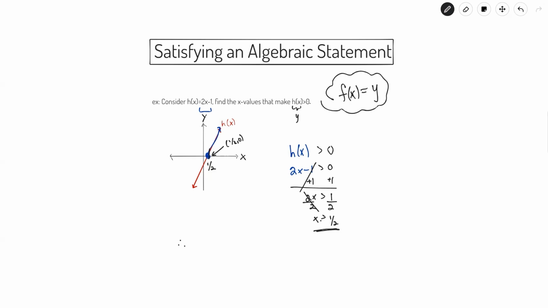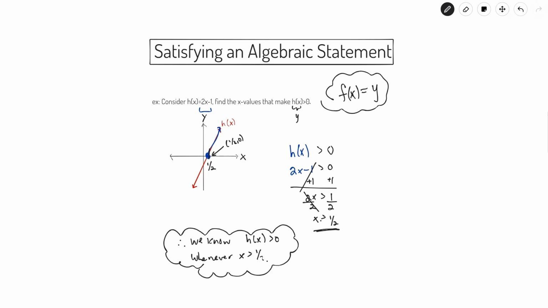This was more of a logical problem, so I'm going to try to answer with a sentence. So I'll say we know h of x is greater than 0 whenever x is greater than 1 over 2. And there we have it.